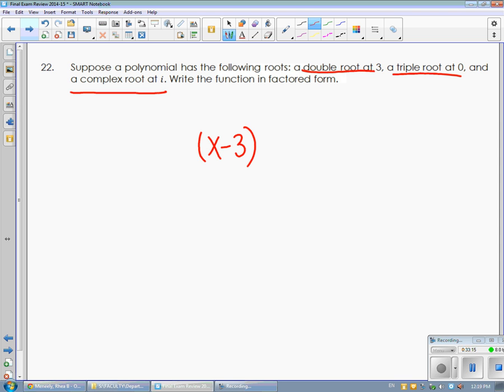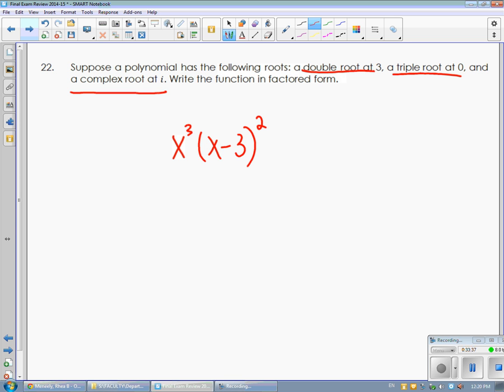Since it's a double root, make sure you put your exponent on the outside of the parentheses. I've been seeing a lot of students writing it here next to the x. It's the root that is squared, so you want to square the quantity. We have a triple root at 0, so you can either write that as x minus 0 or simply x, and a lot of you have just been putting the x up front. Since it's a triple root, we want to make sure we cube it.